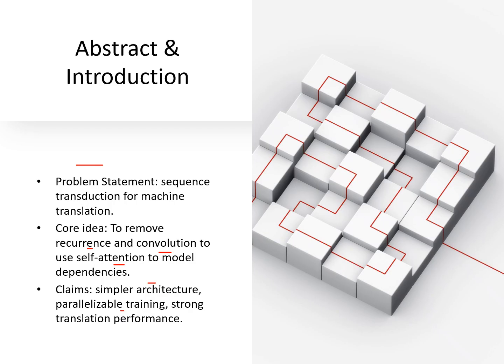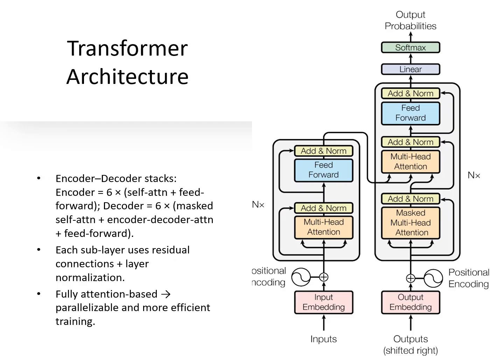translation performance. So taking a brief overview on the model architecture, we have encoder-decoder stacks, in this case 6 encoders and 6 stacks of decoders, made up of the encoder, self-attention and feed-forward networks, and the decoder, masked self-attention, encoder-decoder attention and feed-forward networks. And each of these sublayers uses residual connections and layer normalization, usually to stabilize training and avoid vanishing gradients. And as you can see, the architecture is fully attention based, which makes training parallelizable and more efficient.